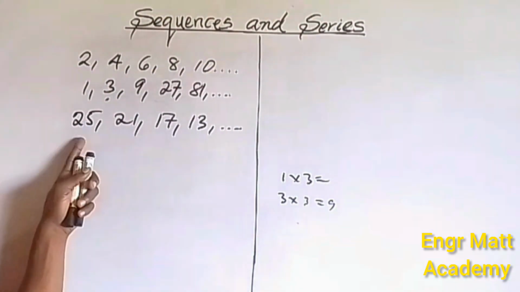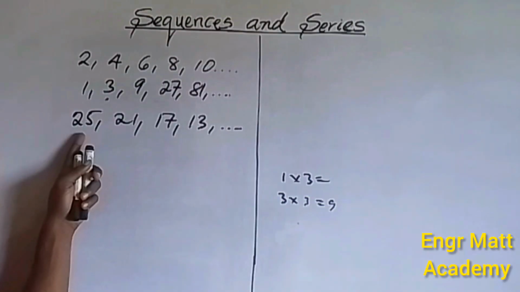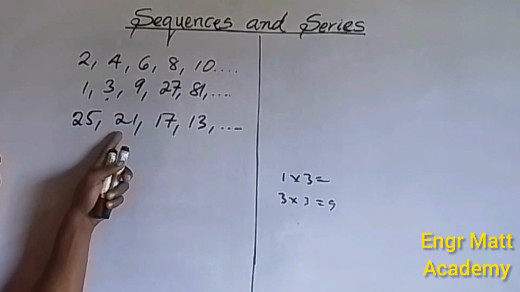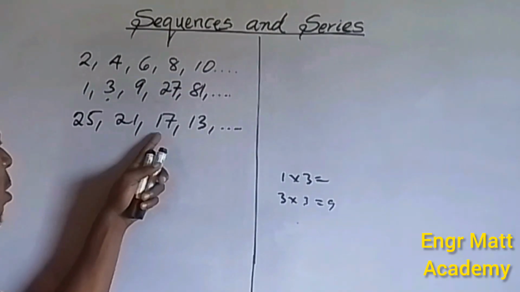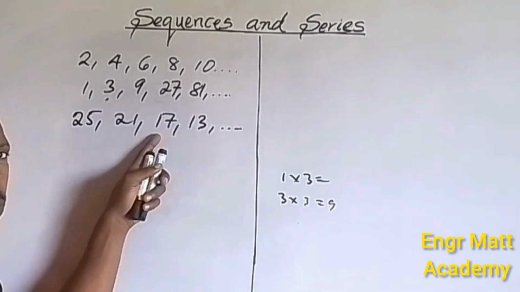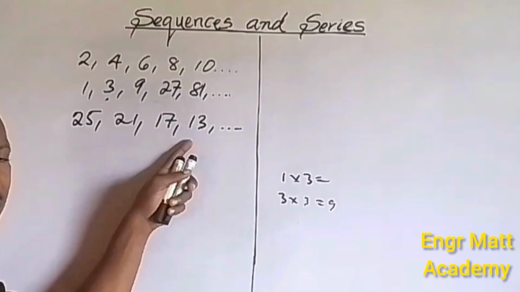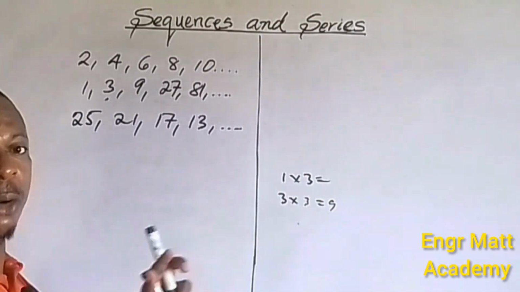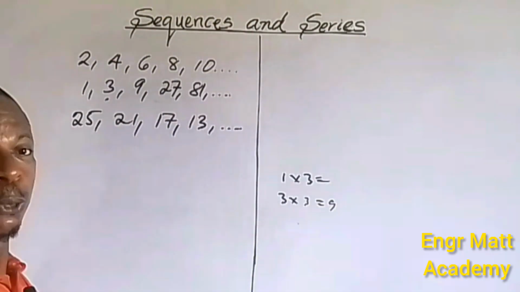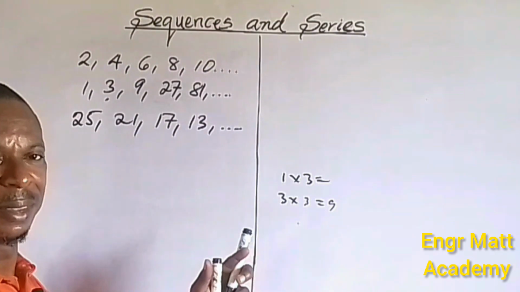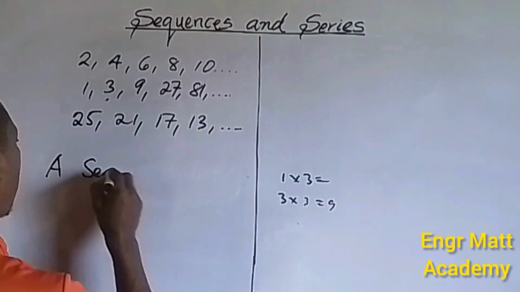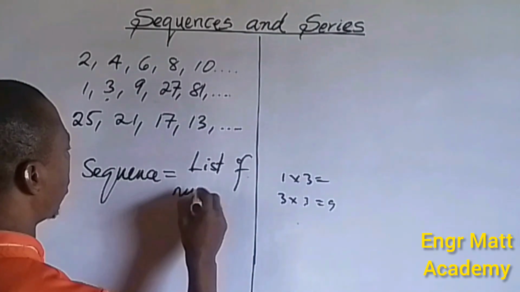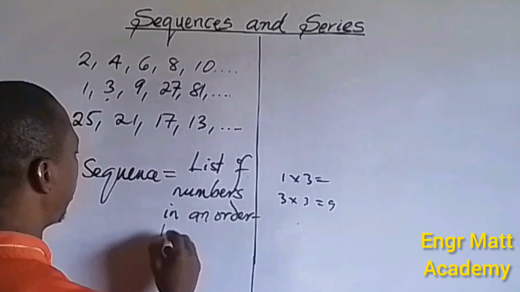Let's find out. The first number here is 25. If we subtract 4 from 25, we get 21. And if we subtract 4 from 21, we get 17. If we subtract 4 from 17, we get 13. That means there's a pattern. So a sequence is a list of numbers arranged in a particular order and following a common pattern. That is, a sequence equals a list of numbers in an orderly pattern.